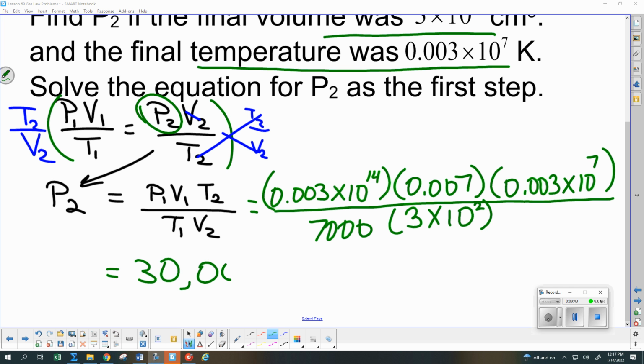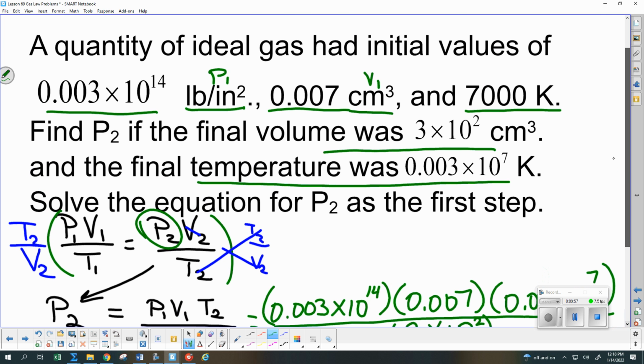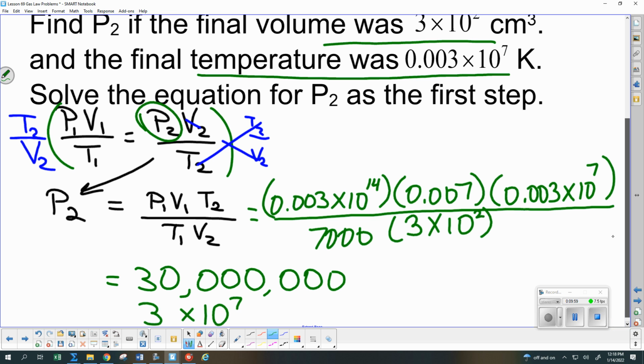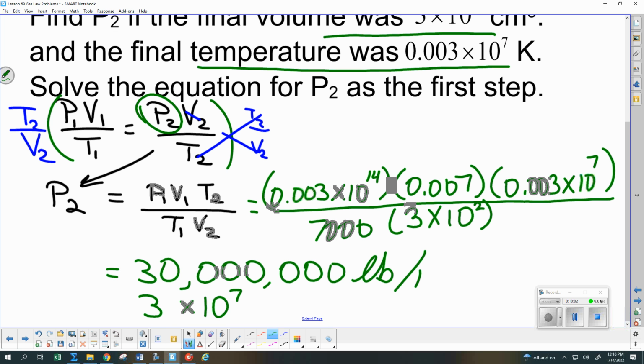It is 30 million. There should be 7 zeros showing if yours is doing the standard display, or you might have had 3 times 10 to the 7th. And let's see, I need units for pressure. Okay, that was the pounds per square inch one. Anybody with questions on this?